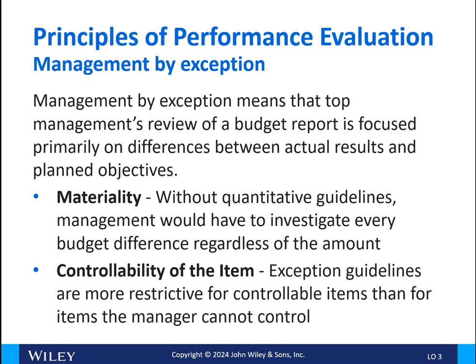A couple things to keep in mind is materiality. Without quantitative guidelines, management would have to investigate every budget difference regardless of the amount. So you may set a materiality, either a dollar figure, so any variance over $5,000 you need to investigate, or a percentage, any variance that's 3%, 5% off its budgeted amount or expected amount, then you would investigate that.